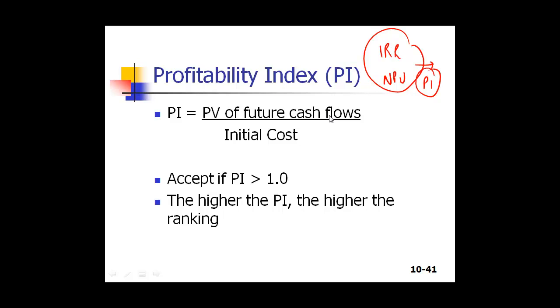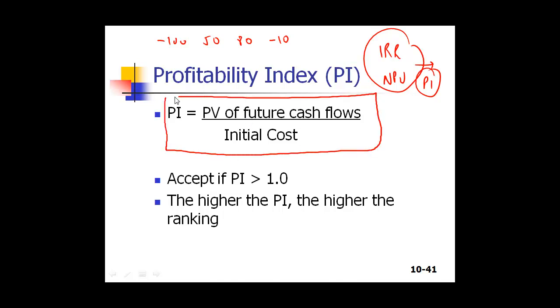Very good question. So what's the technical term for that? Yeah, so you have non-normal or non-standard cash flow. So let's create a simple example. You invest 100 and then let's say you get 50, 80 and then minus 10. If you are to diligently follow this formula, how would you come up with the profitability index?